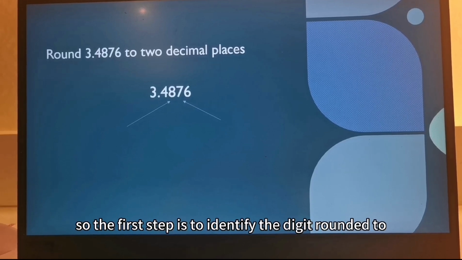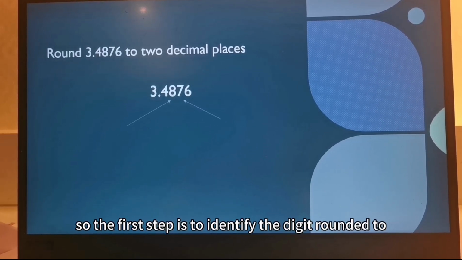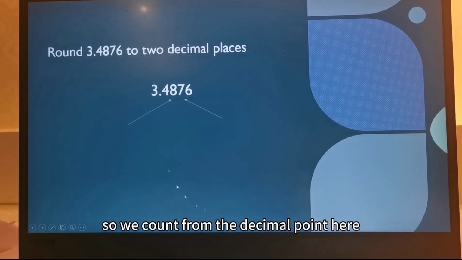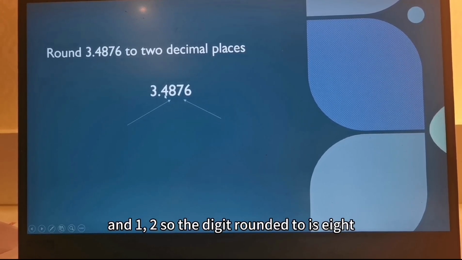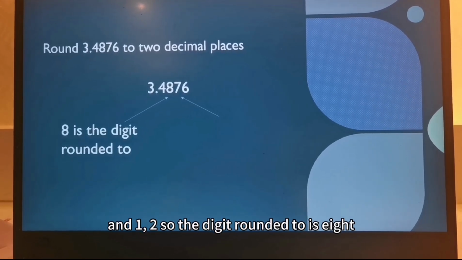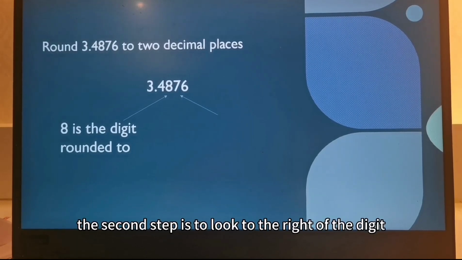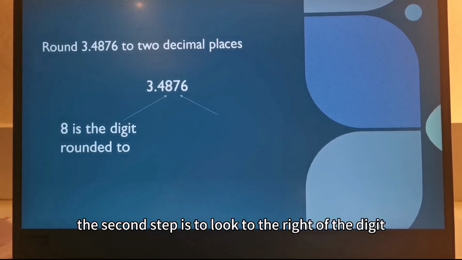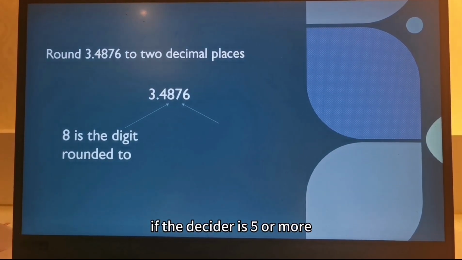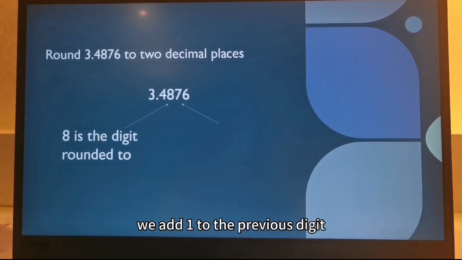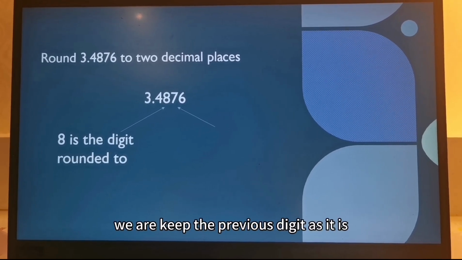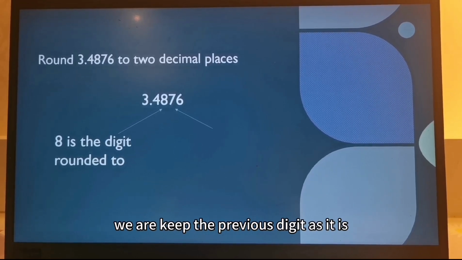The first step is to identify the digit rounded to, and in this case it is 2 decimal places. So we count from the decimal point: 1, 2. So the digit rounded to is 8. The second step is to look to the right of the digit, known as the decider. If the decider is 5 or more, we add 1 to the previous digit. If the decider is less than 5, we keep the previous digit as it is.